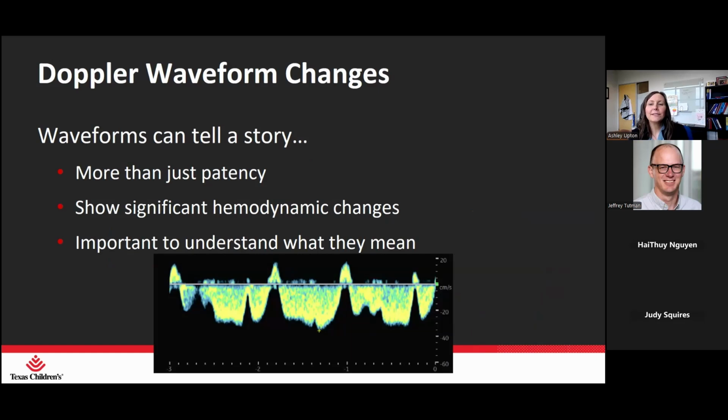I am a big believer in waveforms. I believe they show more than just patency. They can tell you the story of what's happening within the body. They can show if there are major hemodynamic changes happening, but it's also important to understand what they mean. And so using this information when evaluating for portal hypertension is key.